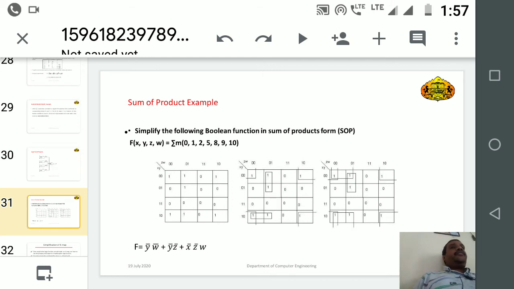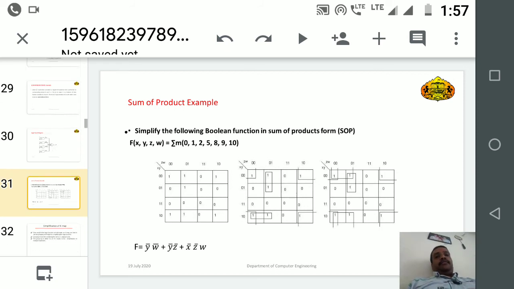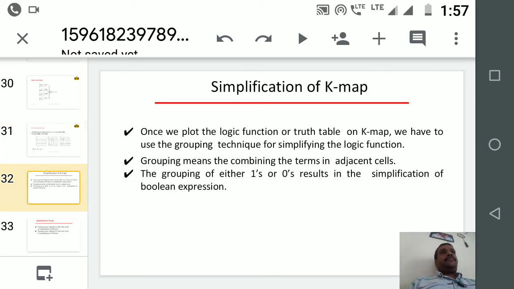So the point to note here is, when you use the K-map method, at that time you can reduce the long Boolean expression into a short form. Okay, so this is the simplification of K-map.